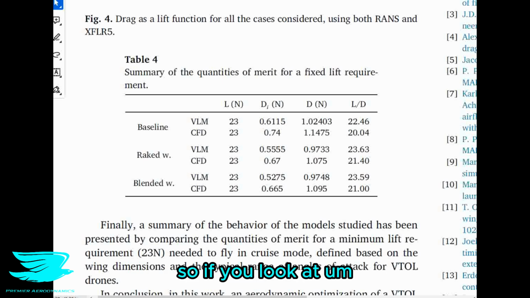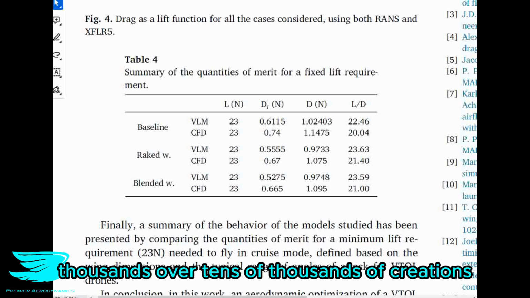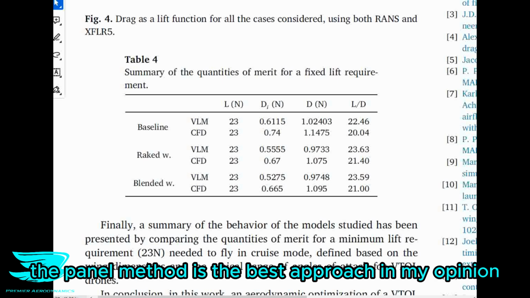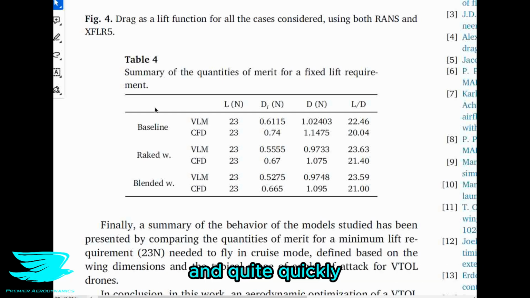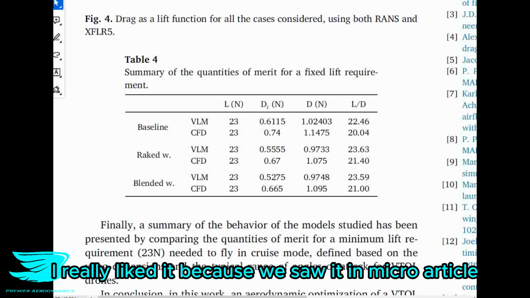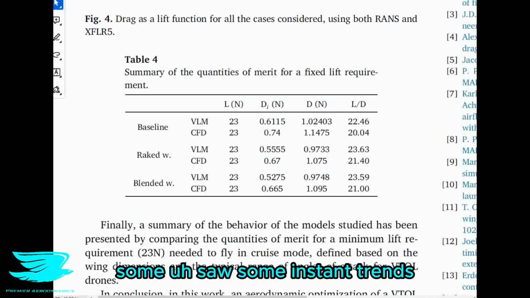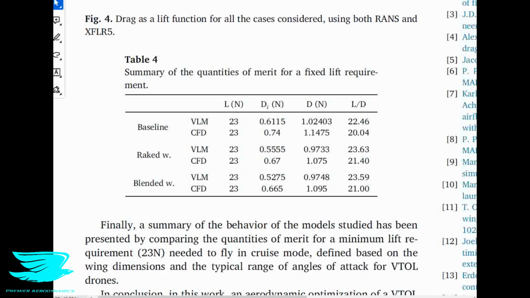So if you look at all this data, and if you want to then look at hundreds, thousands, or even tens of thousands of configurations, the panel method is the best approach in my opinion. And that's because it is giving us pretty good results and quite quickly. It's very cheap. And with that, we come to the end of our podcast. I really liked it because we saw it in a micro article. We saw some interesting trends regarding raked wingtip designs and panel methods, which we haven't covered before.